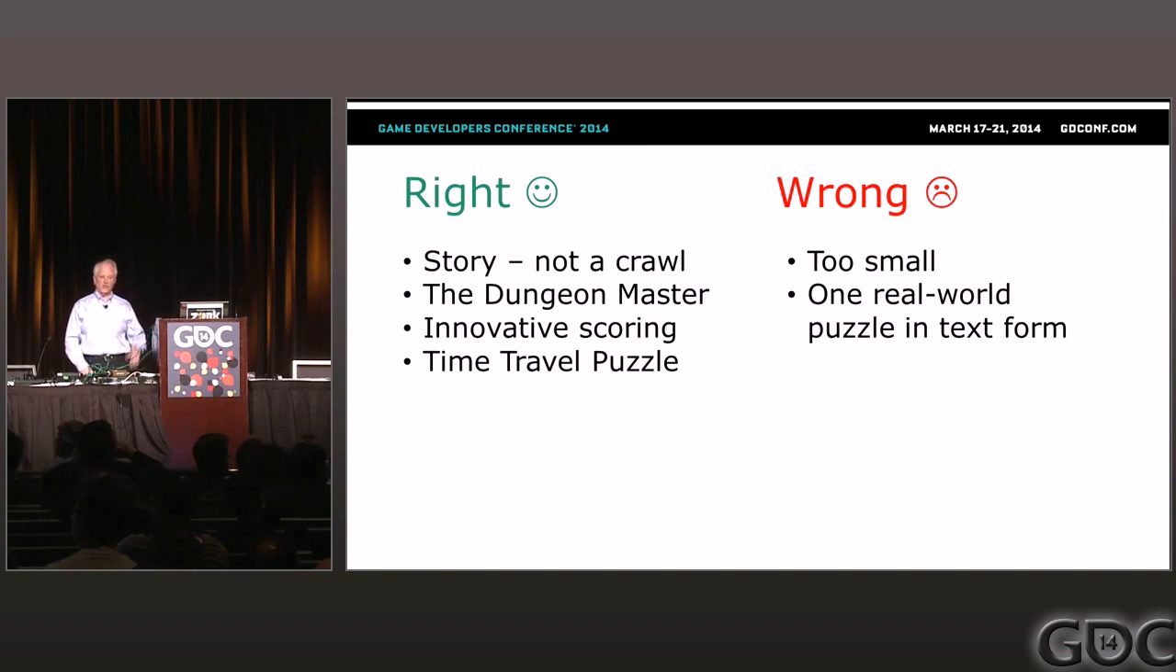Right and wrong. It's a story. The dungeon master was pretty cool. You only began to realize after a while that he was actually the same person every time you encountered him. It had this innovative scoring. The winning score was like 9 points.